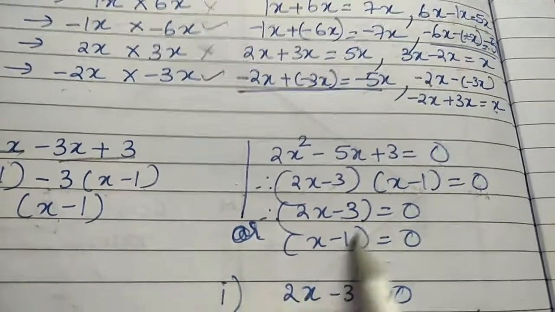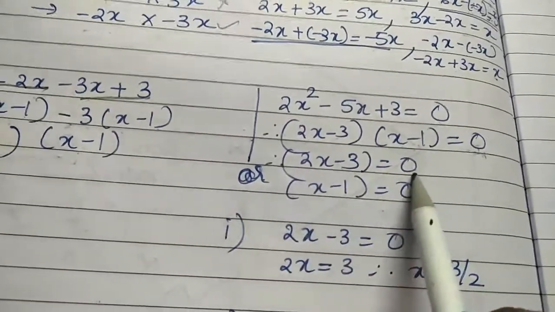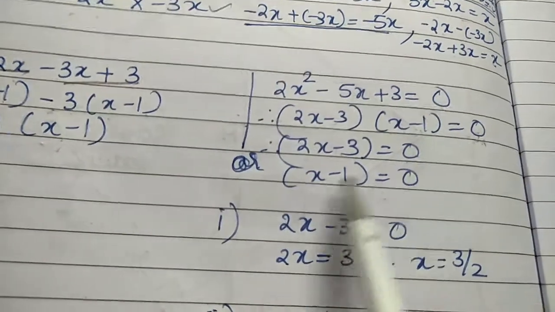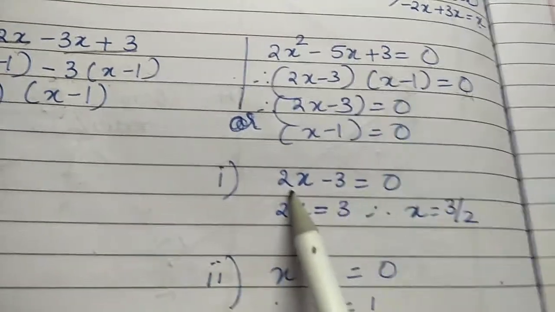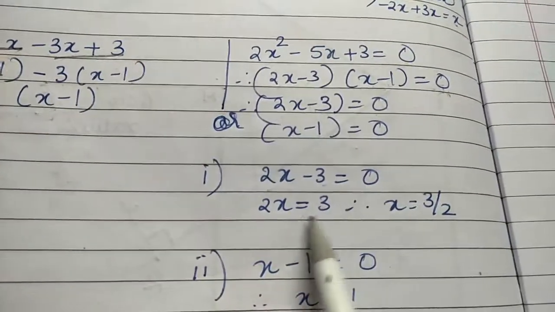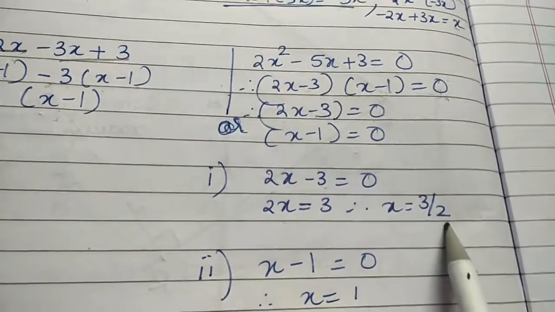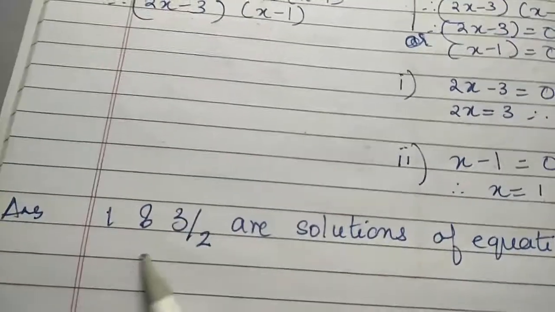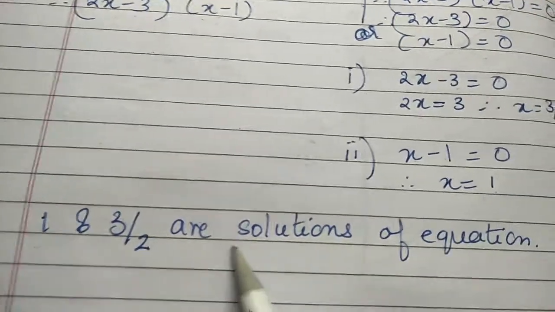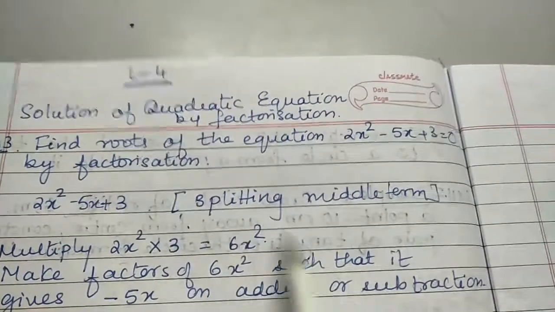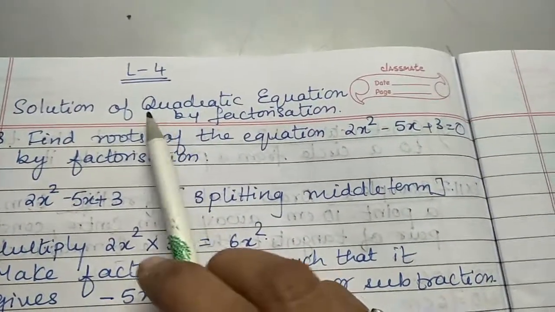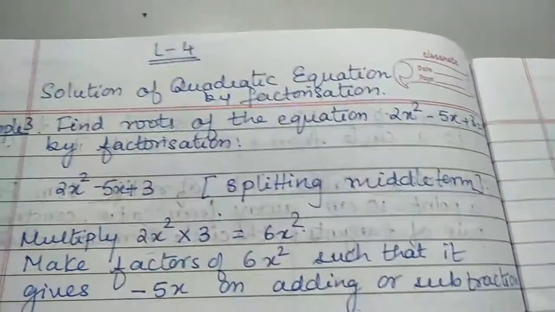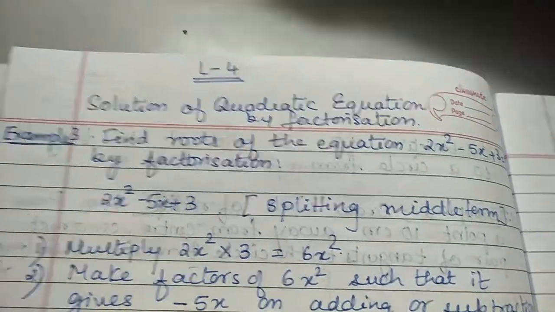Let us see which one. Both we have to equate with 0. So 2x minus 3 is equal to 0 and x minus 1 is equal to 0. If 2x minus 3 is equal to 0, then x will be 3 upon 2. If x minus 1 is equal to 0, then x will be 1. So the answer is 1 and 3 upon 2 are the solutions of the equation. This is the way you solve a quadratic equation by factorization.